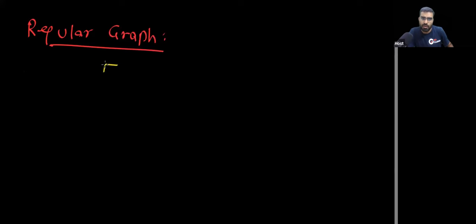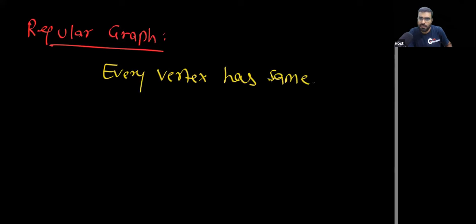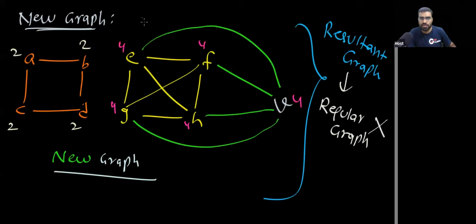What is the definition of a regular graph? Regular graph means every vertex has the same degree. So this is your regular graph. So this new graph is not a regular graph. You can notice this vertex has degree 2, this vertex has degree 4.